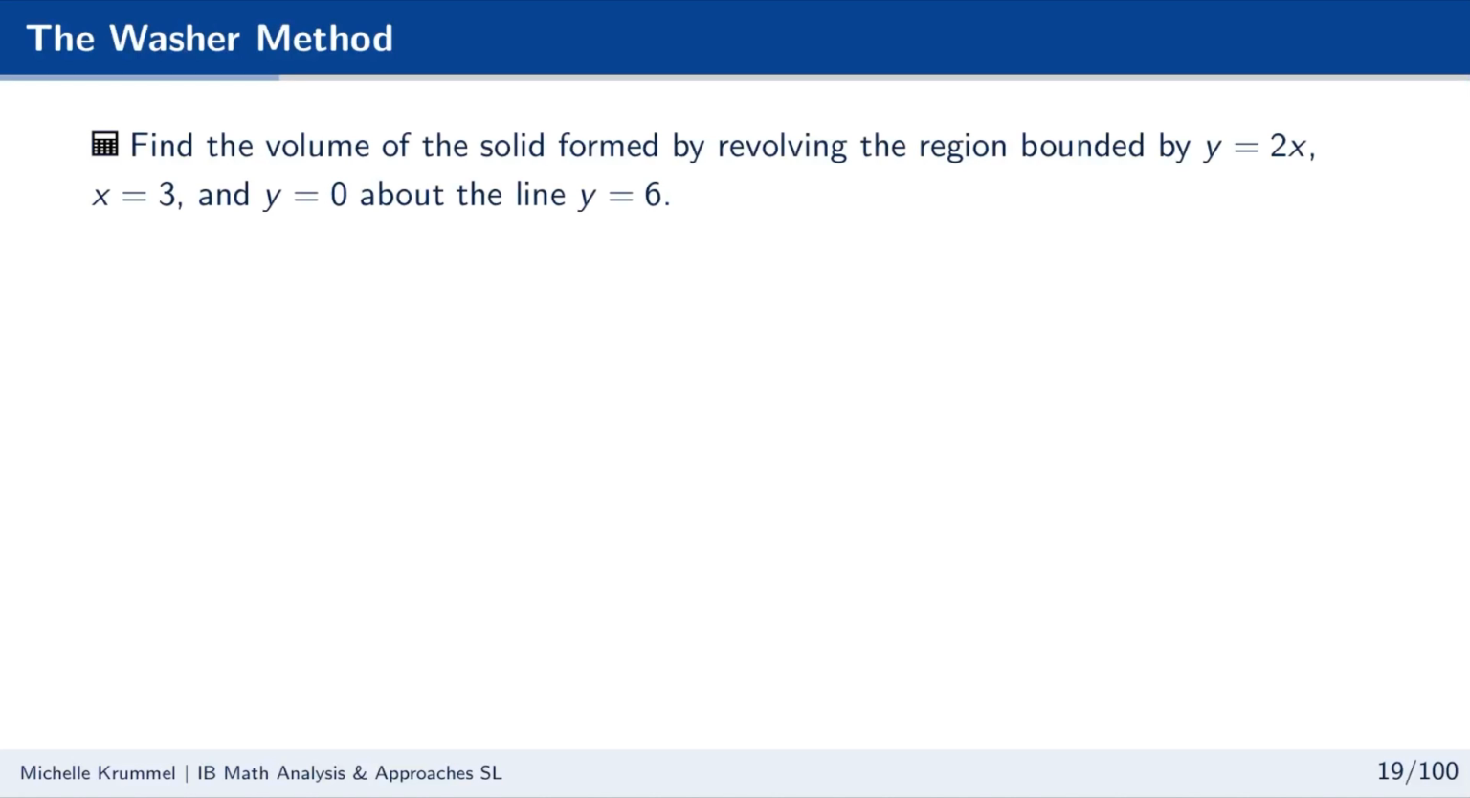Okay, next example again. I would encourage you to pause the video here and try setting this one up on your own. We have the same region bounded by y equals 2x and x equals 3 and y equals 0, but now we're going to rotate around the line y equals 6.